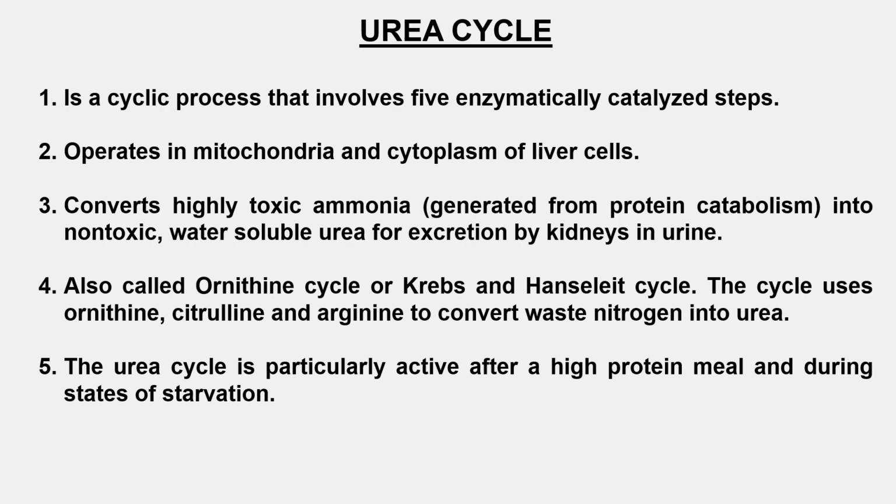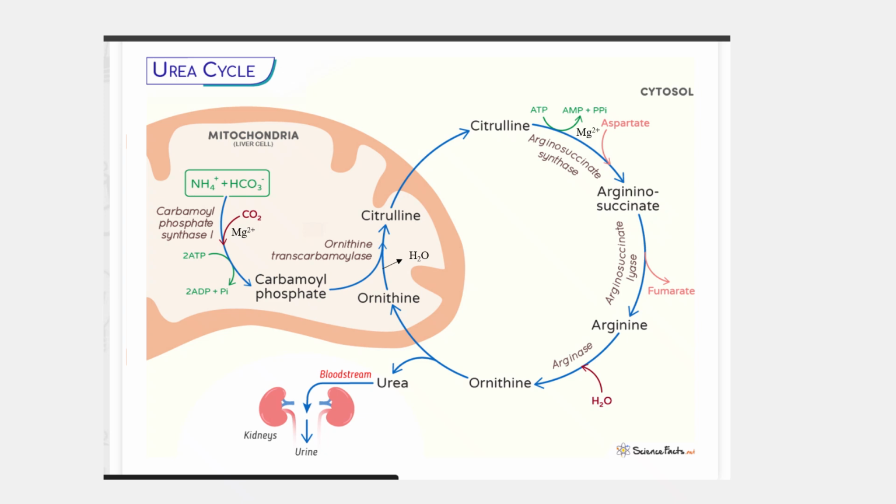ये जो urea cycle है, ये usually active होती है जब हम एक काफी high protein diet consume करते हैं और we are in the prolonged state of starvation. So now let's see what is this urea cycle. As I said, the first 2 steps of the cycle, it operates in the mitochondria of the liver cell. So mitochondria में, if you let me take the pointer please.